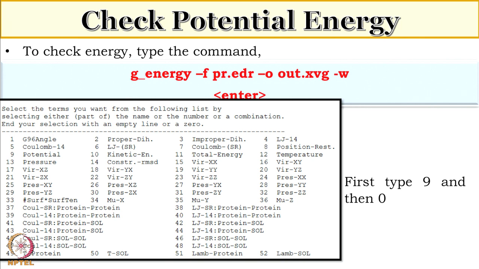But does it also plot those things? You can plot if you want. You have the file out.xvg, right? Okay. So if you have out.xvg, you just have to type xmgrace out.xvg, and it will give you the plot. First you do this: type 9 and then 0.